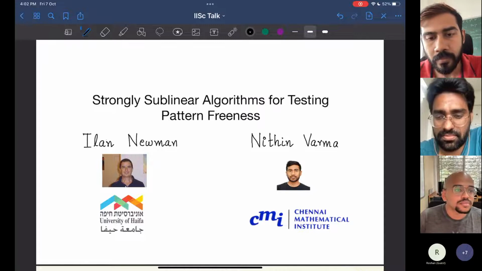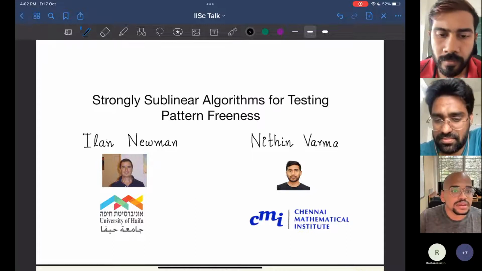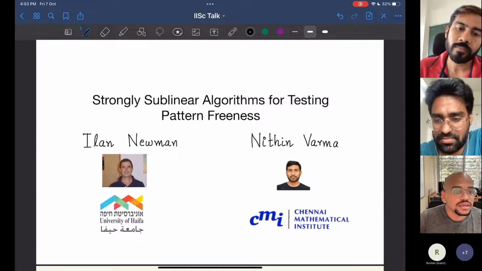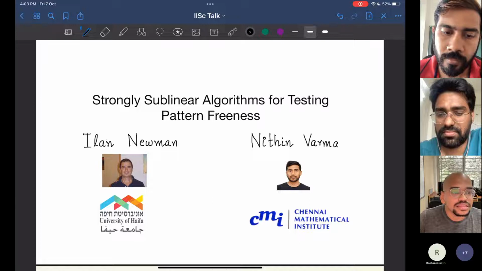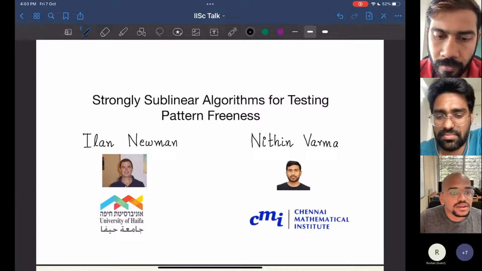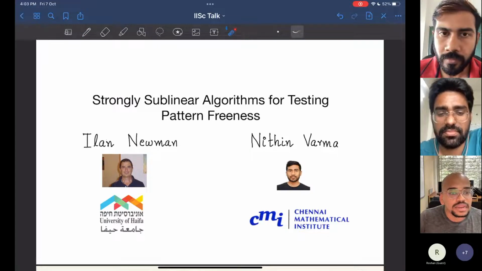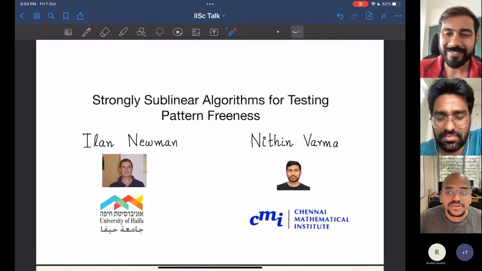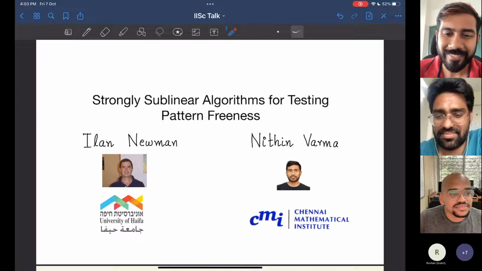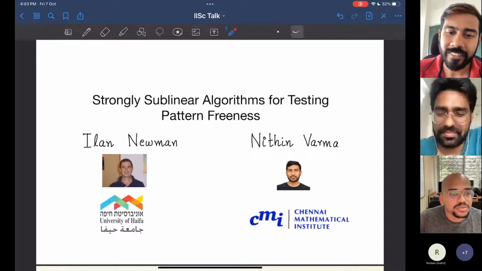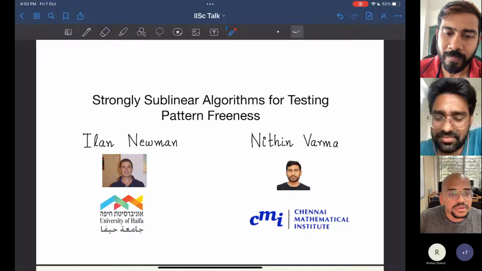We are excited to have Dr. Nithin Varma today as our speaker for the talk titled Improved Sublinear Algorithms for Testing Permutation Freeness. He is an assistant professor in computer science at the Chennai Mathematical Institute. Prior to this, he did his postdoc in the Department of Computer Science at the University of Haifa and his PhD from Boston University in 2019. Interestingly, he also has a connection with IISc. He did his internship here around 10 years ago. His research is in the field of algorithms with a focus on sublinear time algorithms, randomized algorithms, and approximation algorithms. He has also won the Best Paper Award at ICALP this year. His talk today would be about that work. With this, I hand over to him.